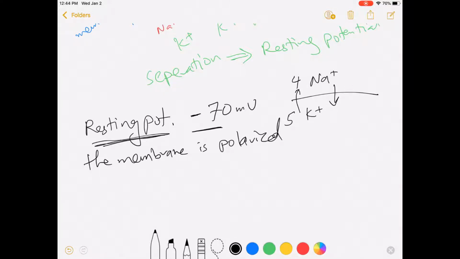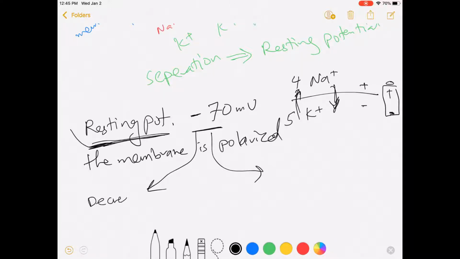If you remember, it's exactly like the battery. So here it's positive, here is negative. It's exactly like the battery. It has 2 poles. This is at rest. Now, if we change the resting potential as a result of the movement of these ions, we have one of two situations. We have either a decrease of the membrane potential or an increase.